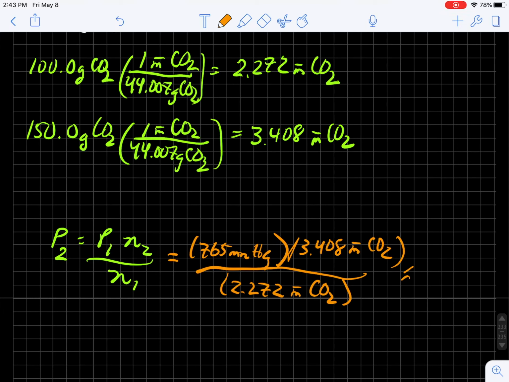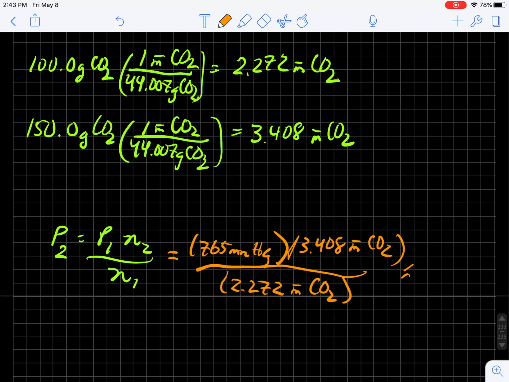765 times 3.408 divided by 2.272, you get a really big number. That may be right. I think I hit the wrong button here, so let me try this again. 765 times 3.408 divided by 2.272, and I get, all right, that's correct. 4 sig figs, so 1,148 millimeters of mercury.